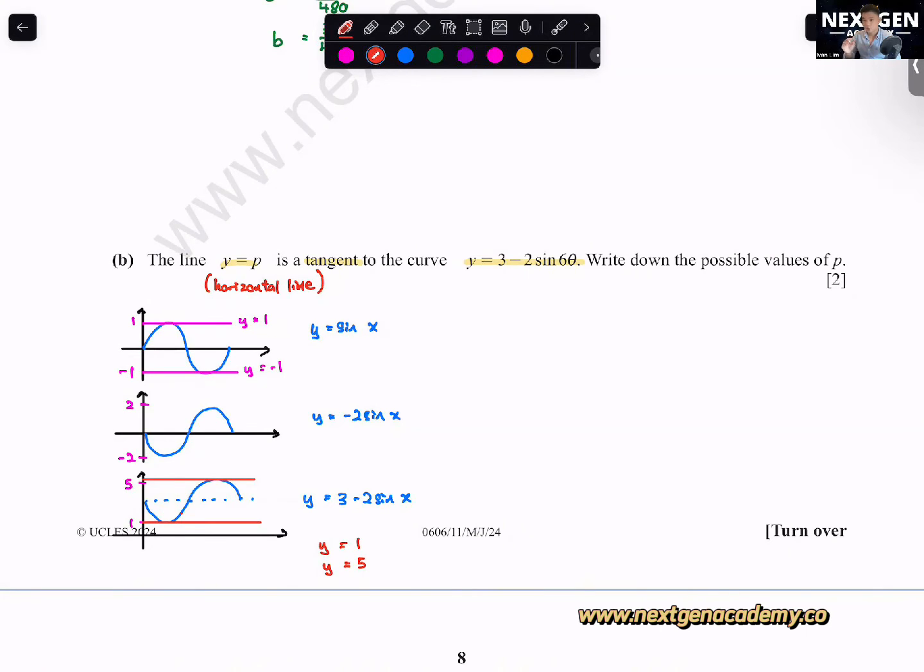So now that we understand the logic, what we are trying to find is the maximum and minimum point. If you want to do it mathematically, let's say method 2, all you need to do is understand that the value you want to sub in for your sine 6 theta for the maximum and minimum is +1 and -1. So you can solve it like this also. 3 minus 2 times 1, 3 minus 2 times -1. 3 minus 2 times 1 will be 1, so y equals 1. 3 minus 2 times -1 will be 5, y equals 5. But you have to understand the logic from here first.